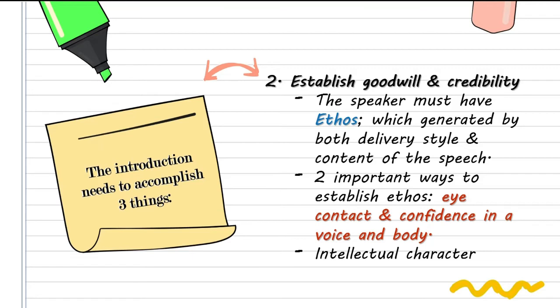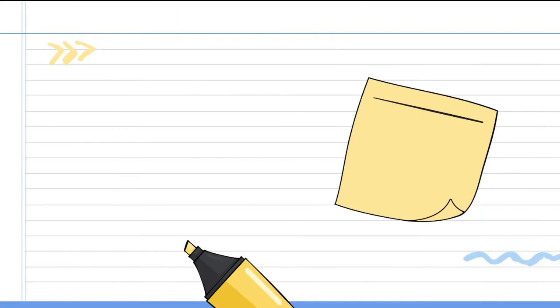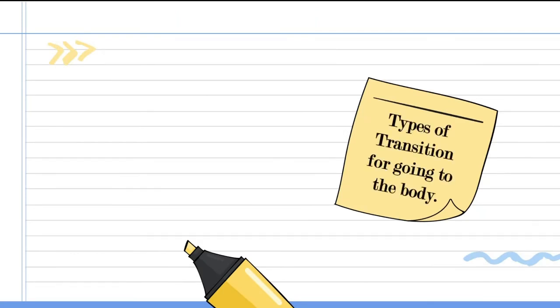convincing to the audience. Third is to give a preview, mentioning the main points to be covered in the body. And the preview should end with a transition. Make sure that if you are almost done with the introduction, you don't just say, okay, let's proceed to the body. No, it's not like that. Give them the three main points that will be covered in the body, or have a good transition, because if you state three main points, they will guess, oh, he or she is proceeding to the body. So you have to make a good transition.